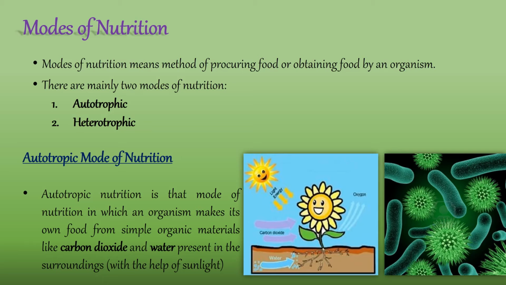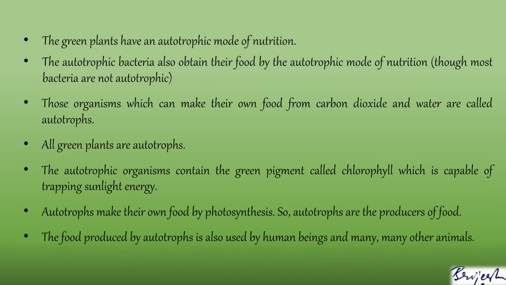So we'll see the autotrophic mode of nutrition. Autotrophic nutrition is that mode of nutrition in which an organism makes its own food from simple inorganic materials like carbon dioxide and water present in the surroundings with the help of sunlight. The green plants have an autotrophic mode of nutrition. The autotrophic bacteria also obtain their food by the autotrophic mode of nutrition.